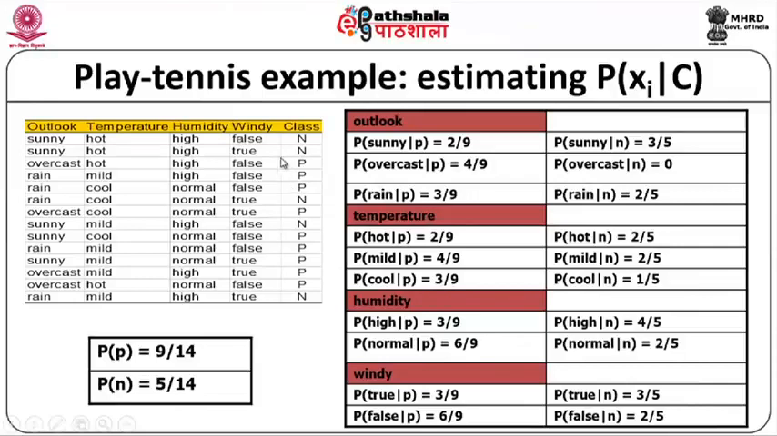Consider a data set. This data set provides information about environmental parameters, weather parameters like outlook, temperature, humidity, and whether it is windy or not. Based on these attribute values, finally it tells you whether tennis can be played in such an environment or not. So, the class label N indicates tennis cannot be played if such weather conditions prevail, and the class label P indicates tennis may be played for such weather conditions.